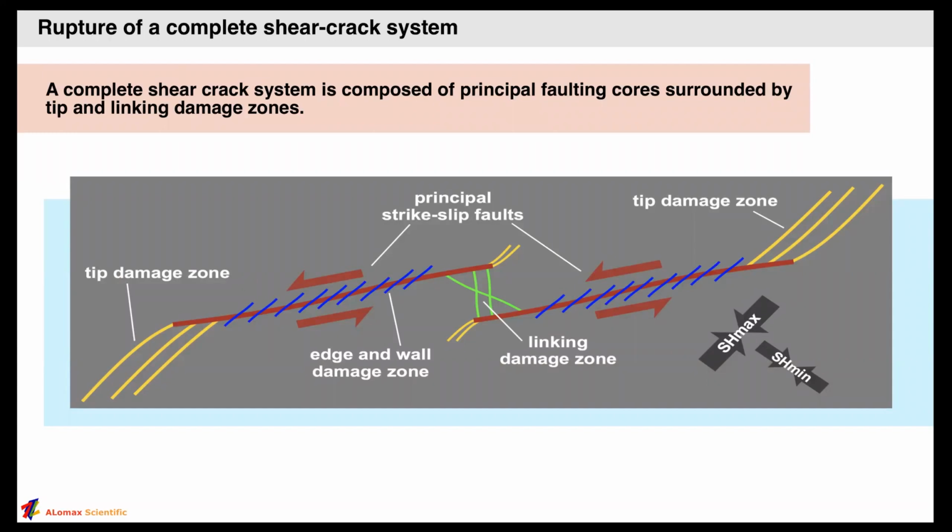So a model for earthquake rupture in the earth is rupture on shear cracks. And what I'm showing here is what I call a complete shear crack system. So we have the principal faulting cores shown in red, which are the main shear cracks. But in nature, because of considerations of energy and volume, any shear crack is always surrounded by secondary cracks and features, particularly what are called tip and linking damage zones. These are shown as yellow and green. And also there are damage zones around the core shown schematically here in blue. So most of the features in this diagram would form the complete shear crack system.